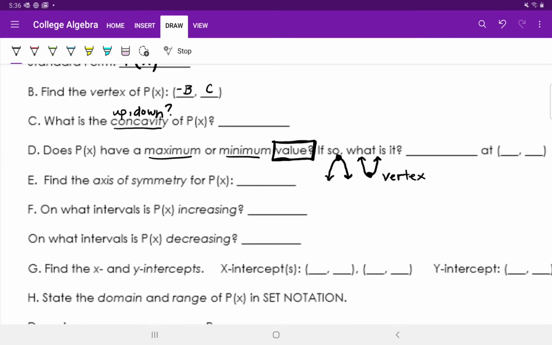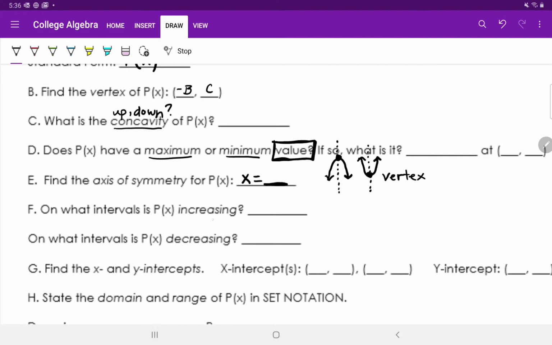The axis of symmetry would be this line right here. So our axis of symmetry is a vertical line, so it always is in the form of x equals some number, and that number is the x value from your vertex.